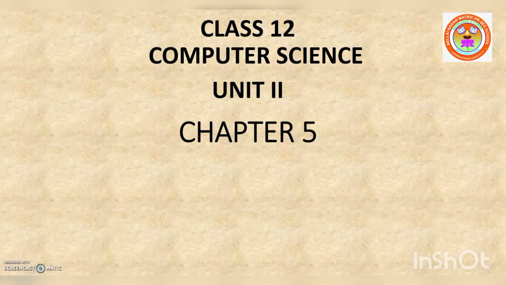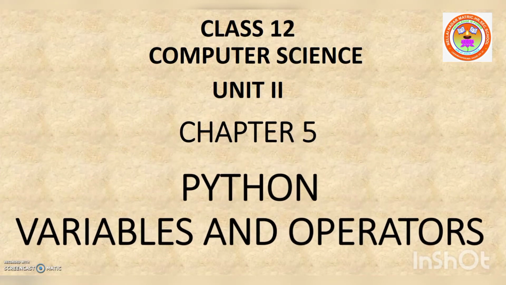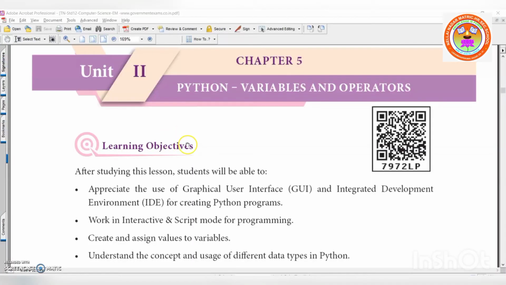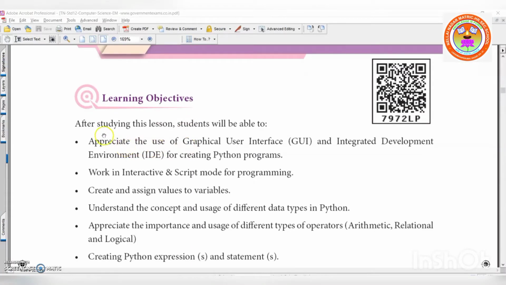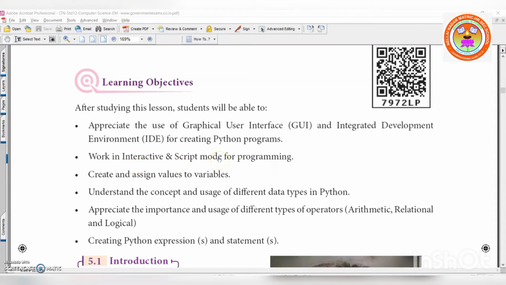Today I'm going to start a new chapter, Chapter 5, Python Variables and Operators. The learning objectives are, after studying this lesson, you'll be able to apply the use of GUI, graphical user interface. All Windows-based applications or software is based on GUI, and integrated development environment, IDE. In this environment only you can type Python programs, like C++ last year. You used Dev C++, right? Right. For creating Python programs, work in interactive and script modes for programming. There are two modes. I'll explain later.